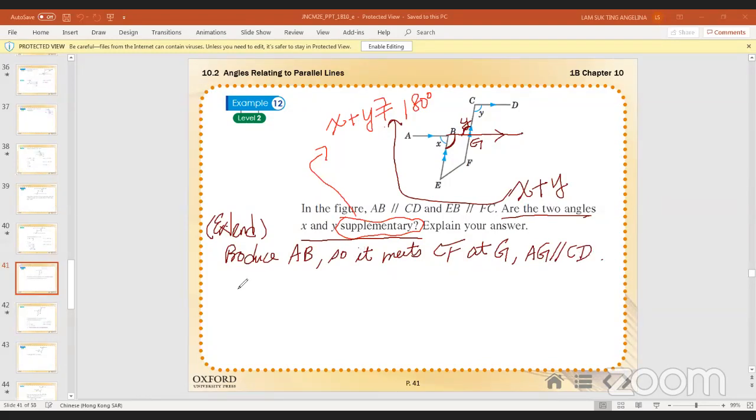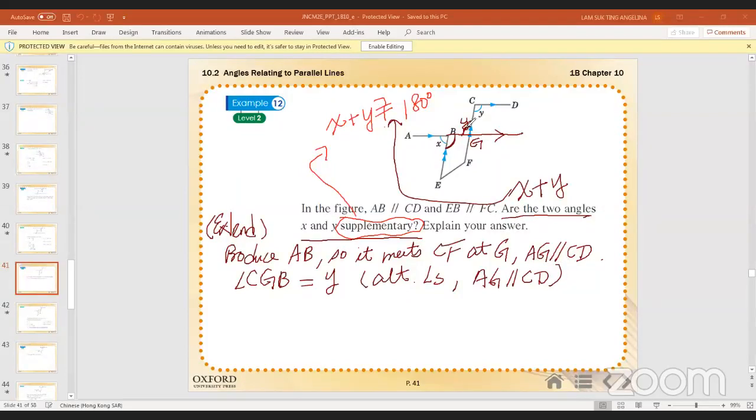Now in this case, we first tell people that angle CGB, okay, this part equals Y, because they are alternate angles, okay, AG parallel to CD, right?